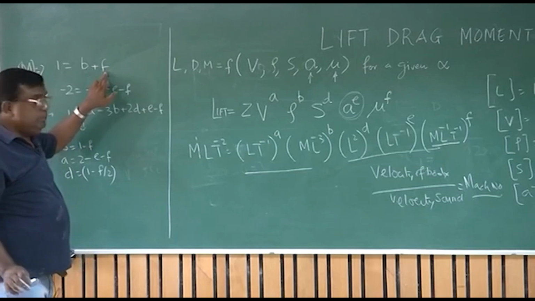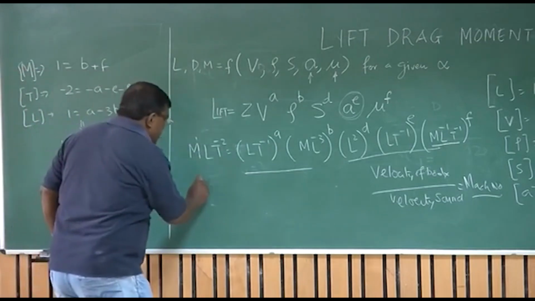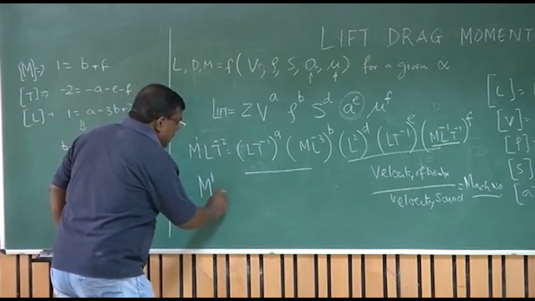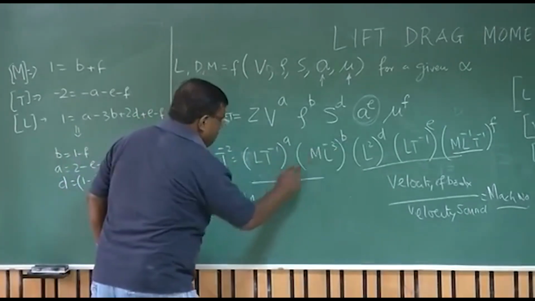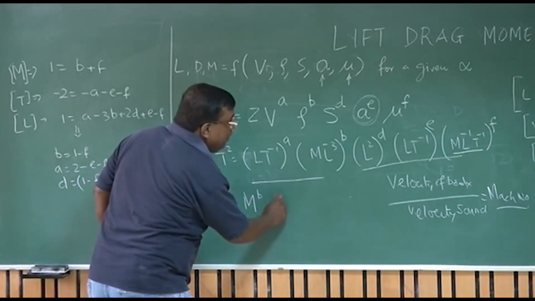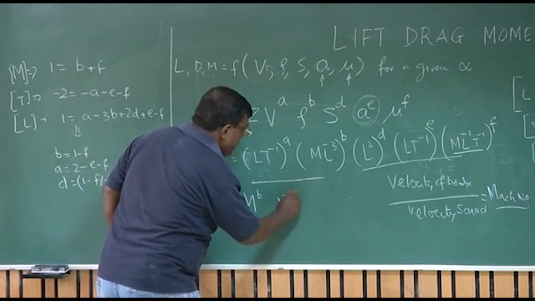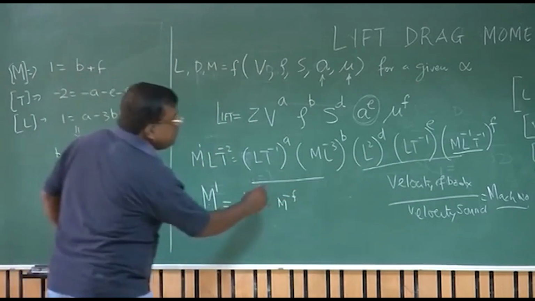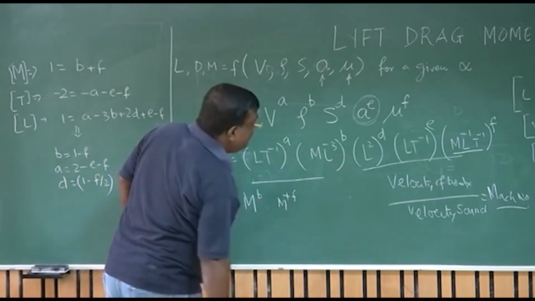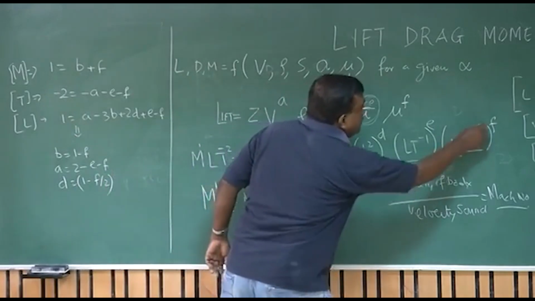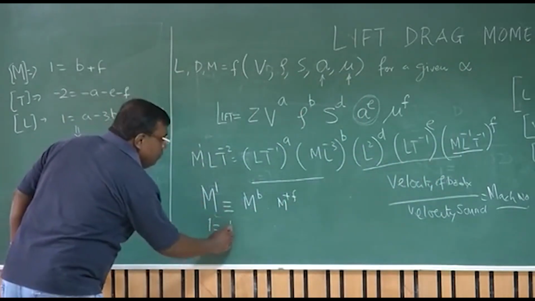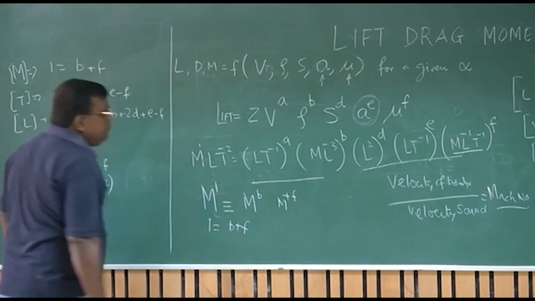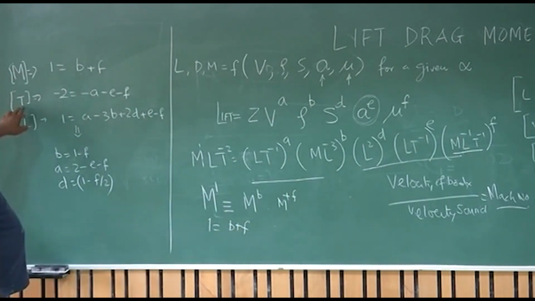Is this clear? I repeat again, here it is M to the power 1. And if you see here, M has b, and also from here it has f. So, plus f. So I write 1 equal to b plus f. Similarly, I do for T.